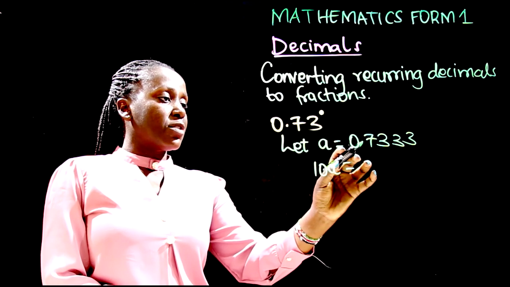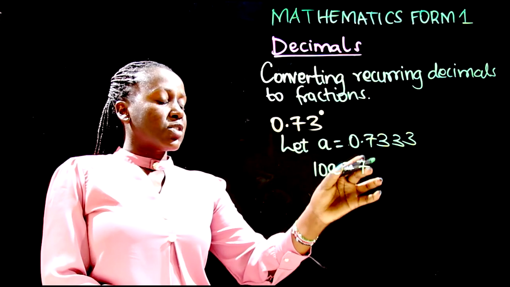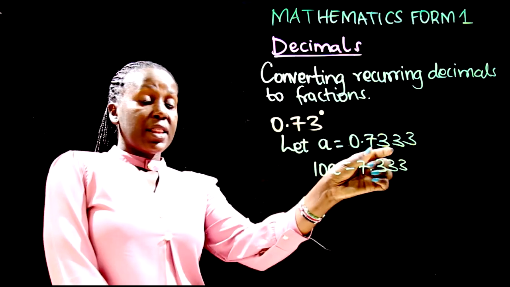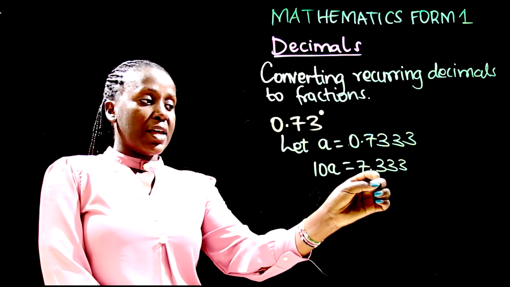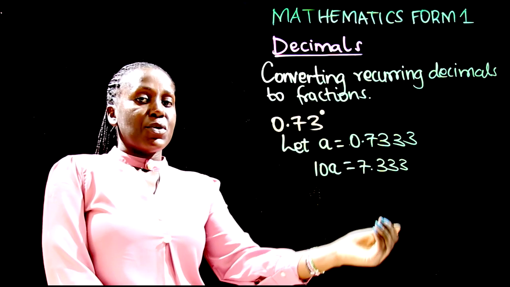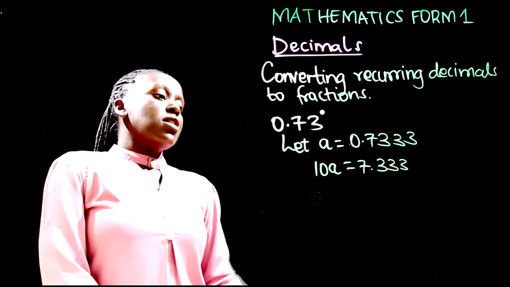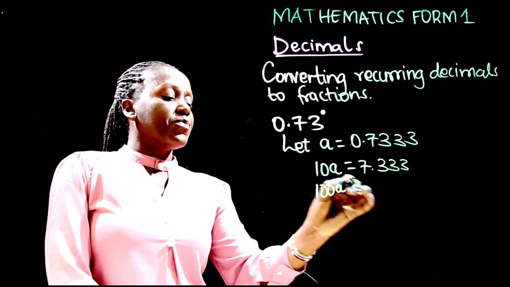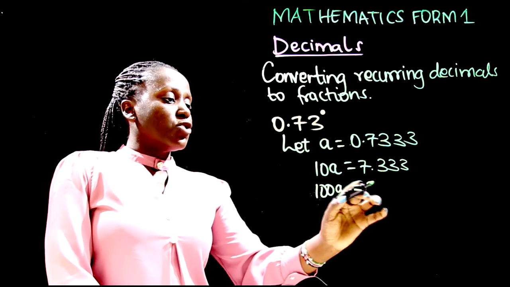10a is equal to, if you multiply this by 10, the decimal point moves forward by 1 step, so 7.333. So now, if you check the numbers after the decimal point above here, we are beginning with 7, and here by 3. So if you subtract the 2, you still end up getting a decimal, okay? Because 7 minus 3 will give you 4. So you proceed by creating another multiple. So 100 now times a, then 100 times a means that you move the decimal point forward 2 steps.